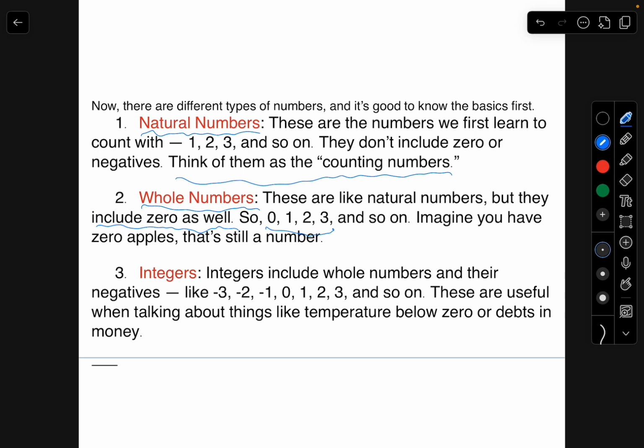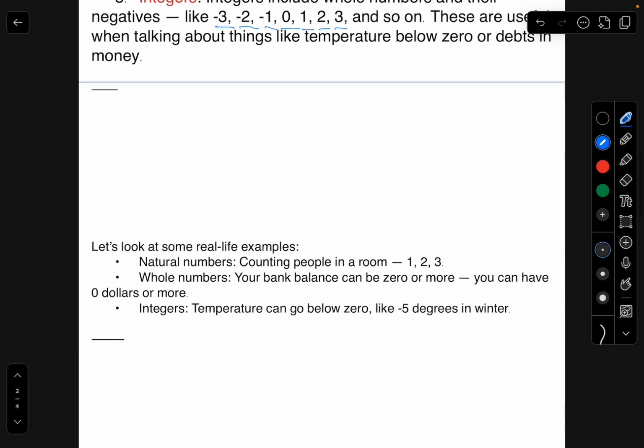Imagine you have 0 apples. That is still a number. Integers. Integers include whole numbers and their negatives, like -3, -2, -1, 0, 1, 2, 3, and so on. These are useful when talking about things like temperature below zero or debts in money.